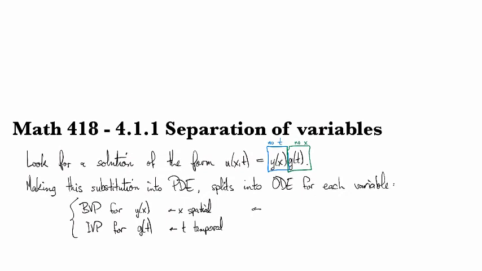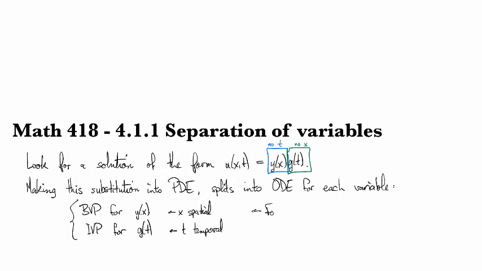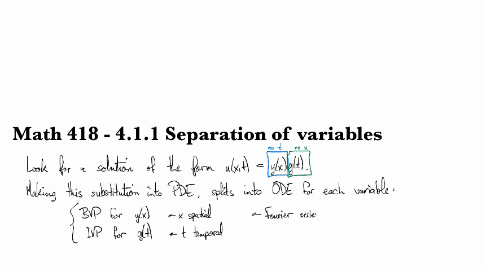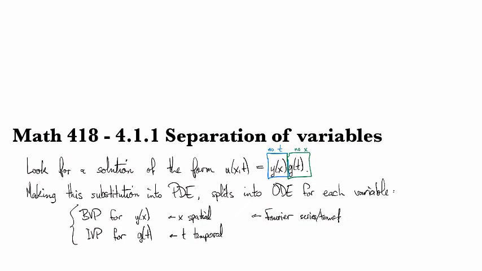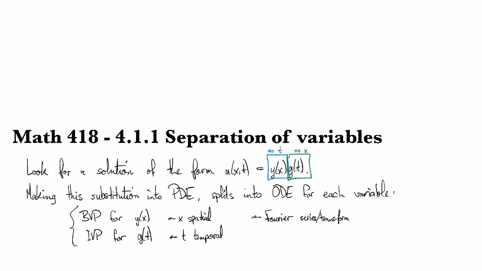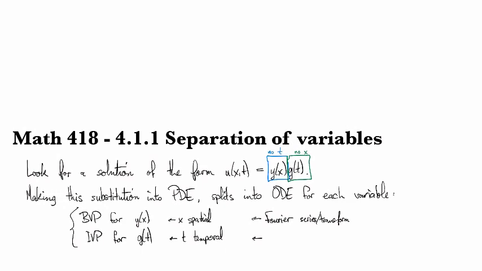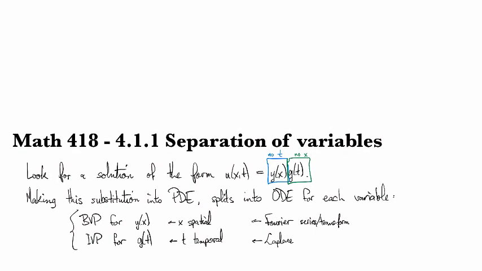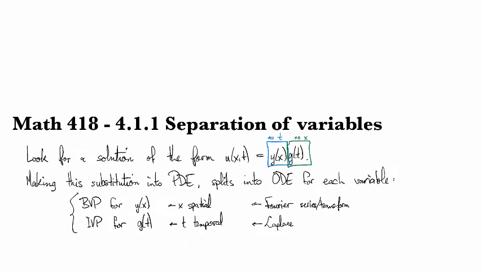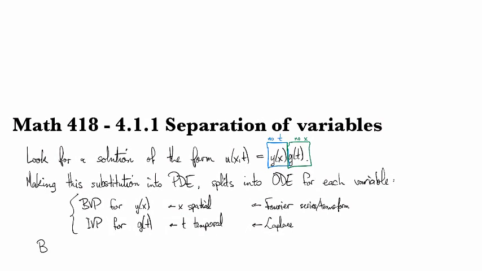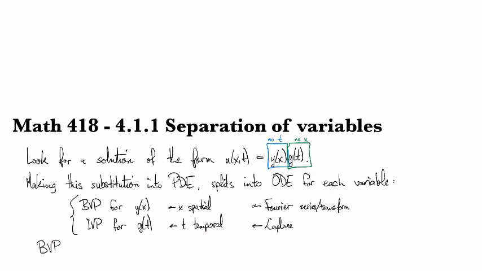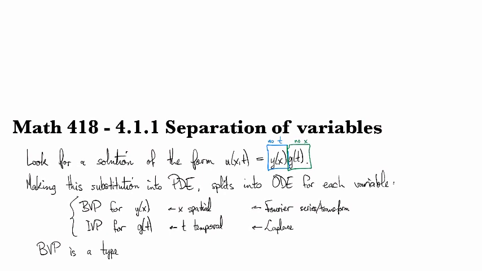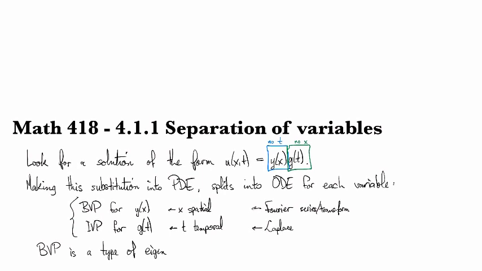So for example, for working with the spatial variable, we might use Fourier transform, Fourier series, because those are well adapted to dealing with boundary conditions. We might, for the temporal one, use Laplace or some more elementary technique, depending on the occasion. So then the boundary value problem that we get is actually going to be a type of eigenvalue problem.